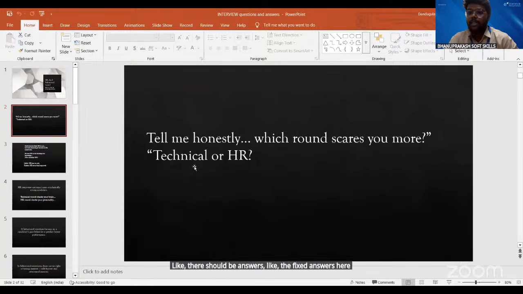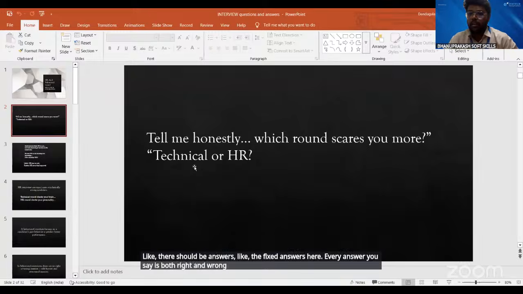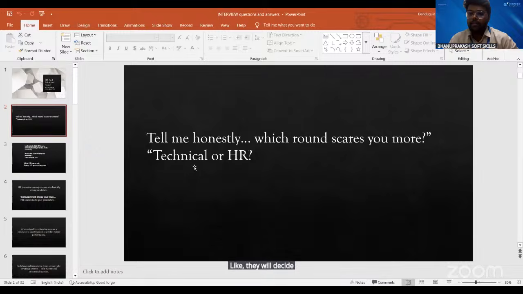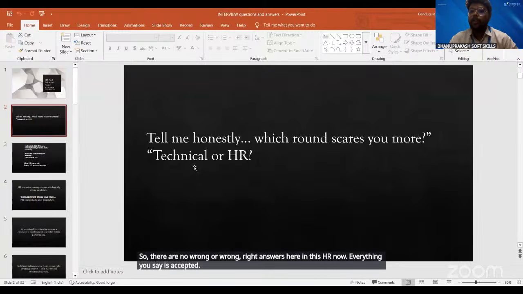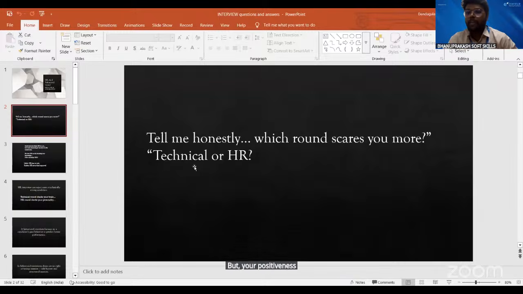Every answer you say is both right and wrong. They will decide, and it wholly depends on the person opposite you, how much good we can bring from that. So there are no wrong or right answers in this HR round. Everything you say is accepted, but your positiveness is what they are going to measure, not the wrong or right answer.